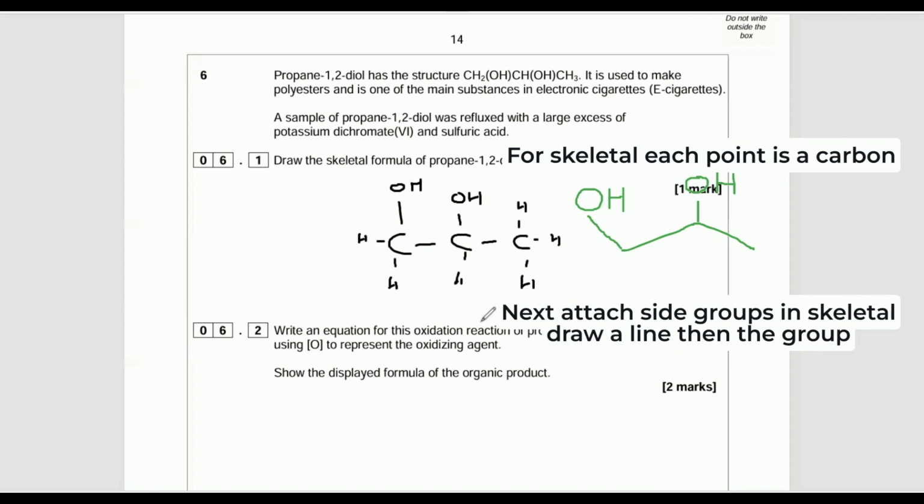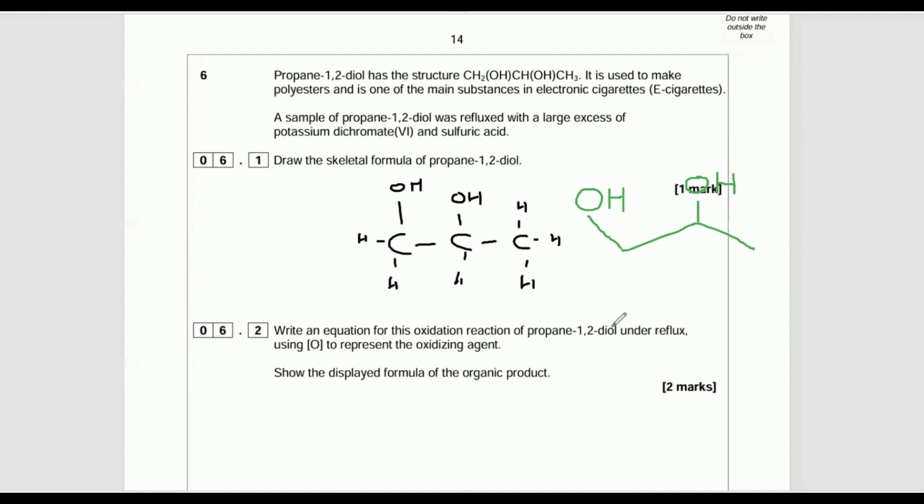Write an equation for this oxidation reaction of propane 1,2-diol under reflux using O to represent the oxidizing agent. Show the display formula of the organic product, and it's 2 marks, right? So we don't need to write out potassium dichromate, which is our oxidizing agent. We just need to use an O for every oxygen we need.